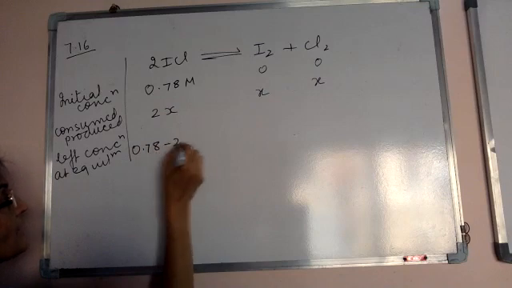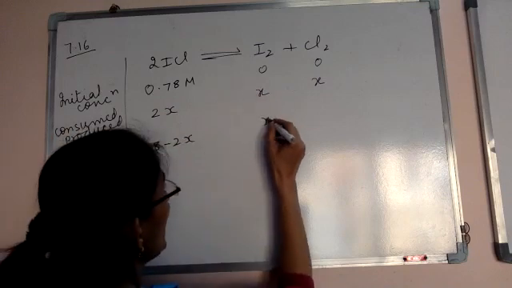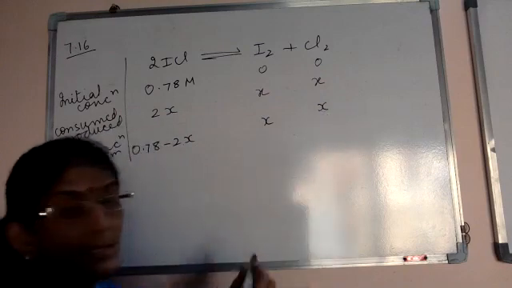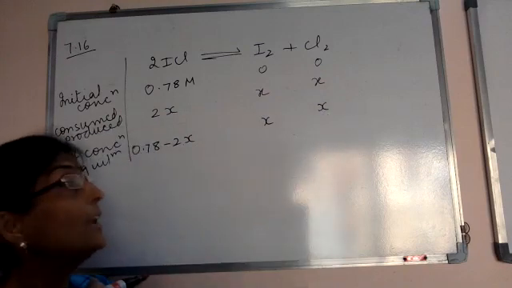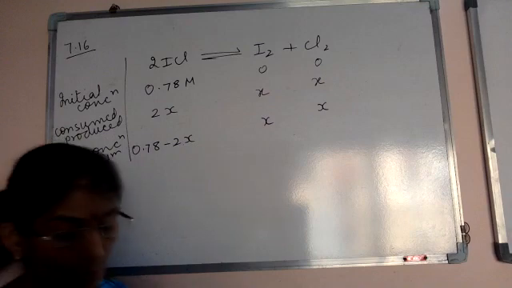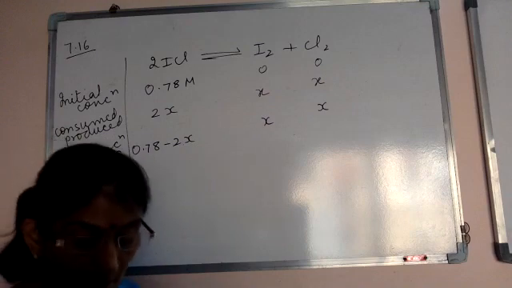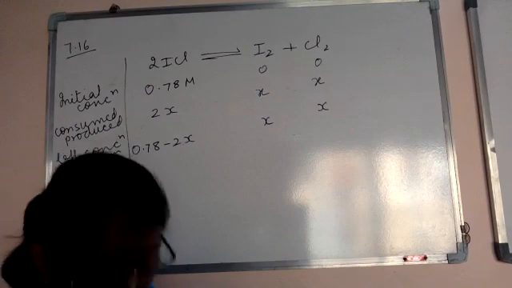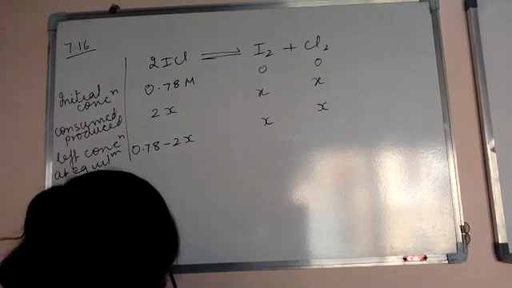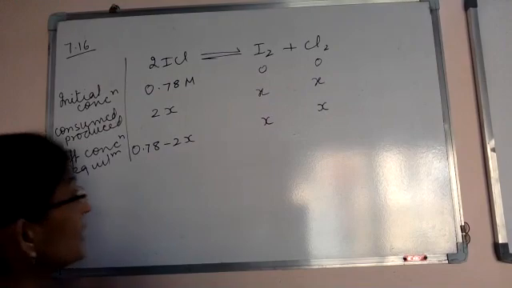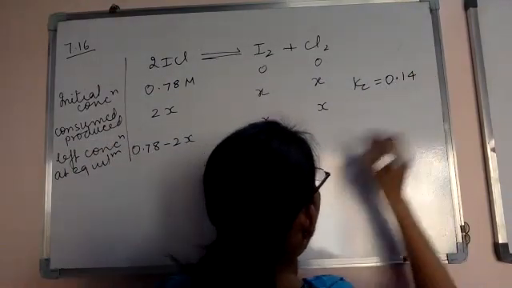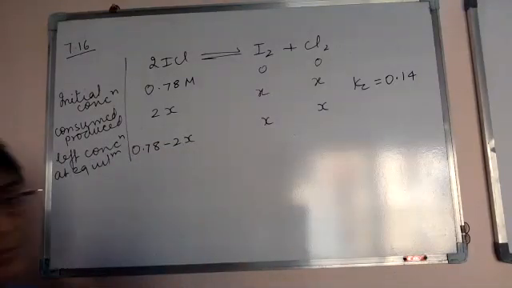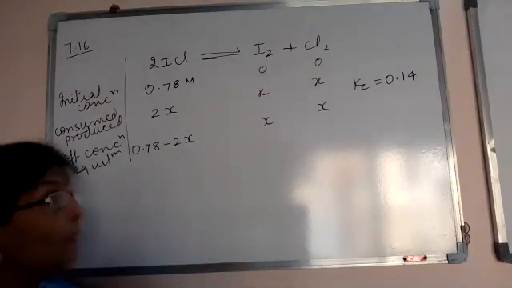0.78 minus 2x. This would be x, this would be x. These are the equilibrium concentrations of ICl, I2 and Cl2. Okay, the table is done. Now the equilibrium constant Kc is given. How much is it? 0.14. Kc of the reaction is given as 0.14. Now what we have to do?